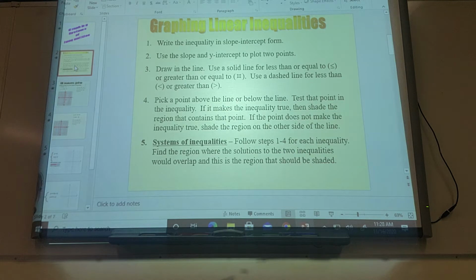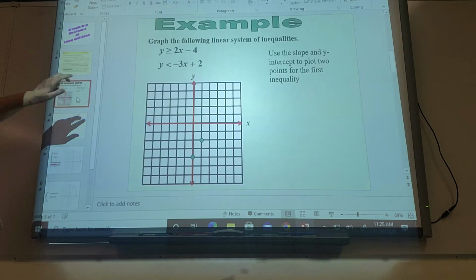For systems of inequalities, you follow steps 1 through 4 for each inequality. Find the region where the solutions to the 2 inequalities would overlap, and this is the region that should be shaded, or shaded more dark than the other 2. Okay, so here's an example.